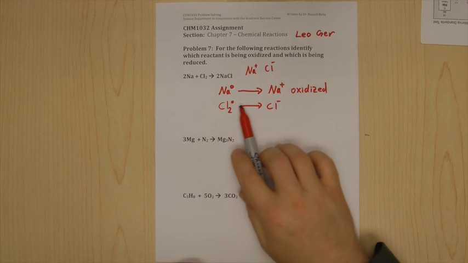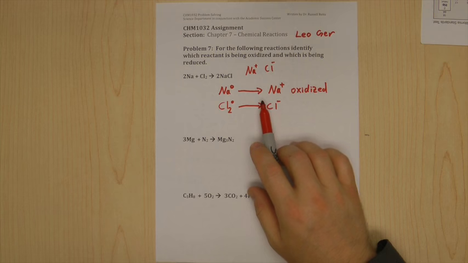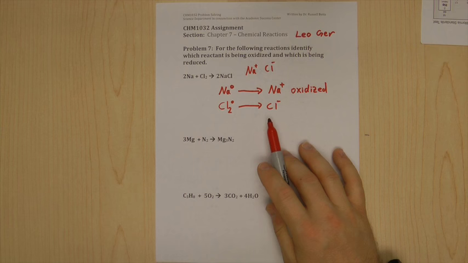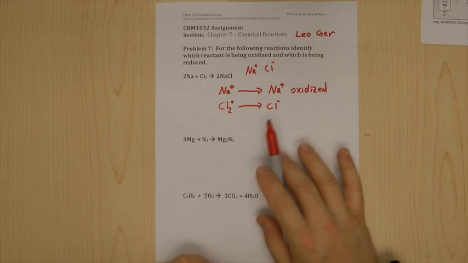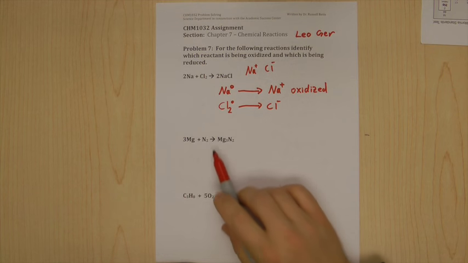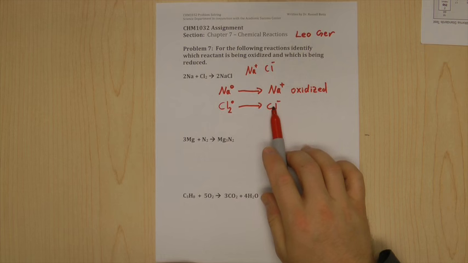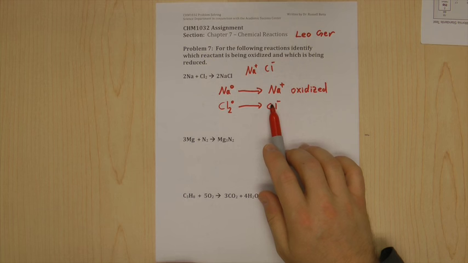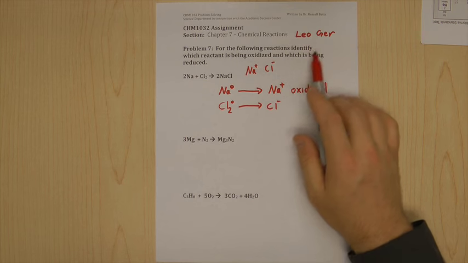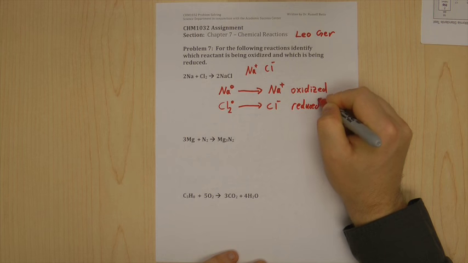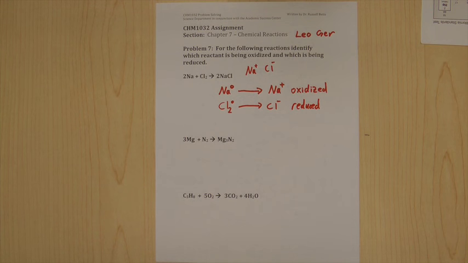Some of your professors out there may want you to mass balance this and then show how many electrons are being transferred from left to right. But in Chemistry 1032, at least as far as I'm concerned, I'm not overly concerned that you can figure that out. But I am concerned that you can figure out what's being oxidized and what's being reduced. Okay, so from here, chlorine becomes chloride. So chlorine has no charge. Chloride has a -1. So in order for chlorine to gain a negative charge, it must have gained electrons, or it was reduced. All right? So that's how that one is done.